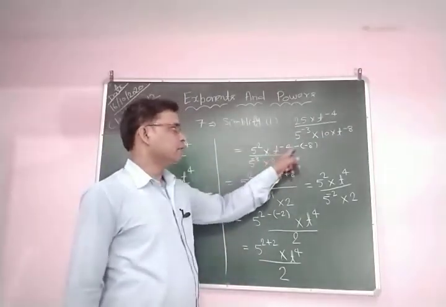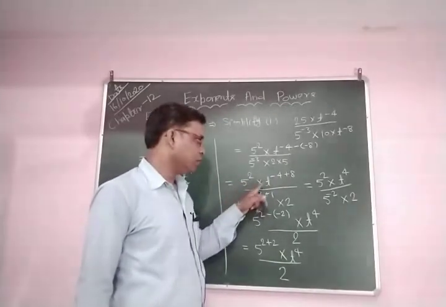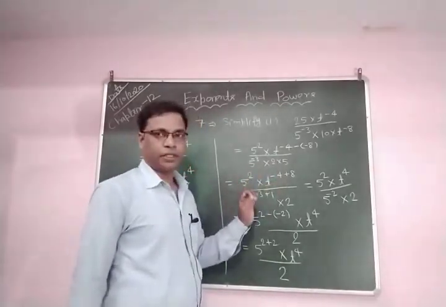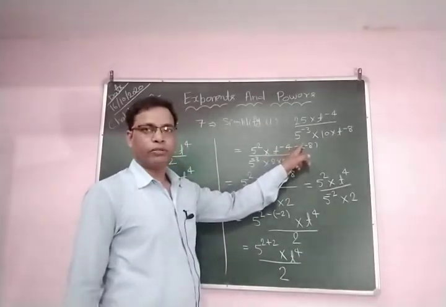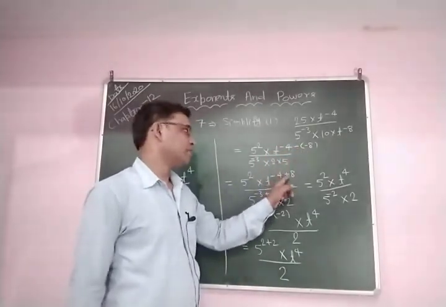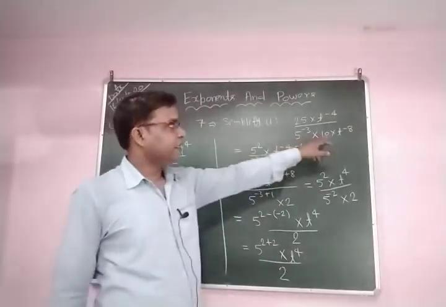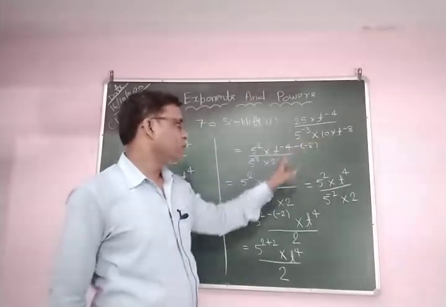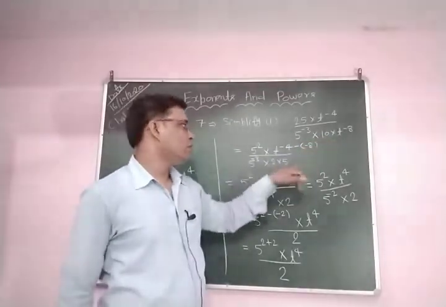So minus plus, we write 5 power 2 as it is into t power minus 4 plus 8, because here you can see this is minus and this is again minus. So minus into minus, it becomes plus. Okay. Now and 10, we can write 10 as 2 into 5. Clear? We can write 10 as 2 into 5.